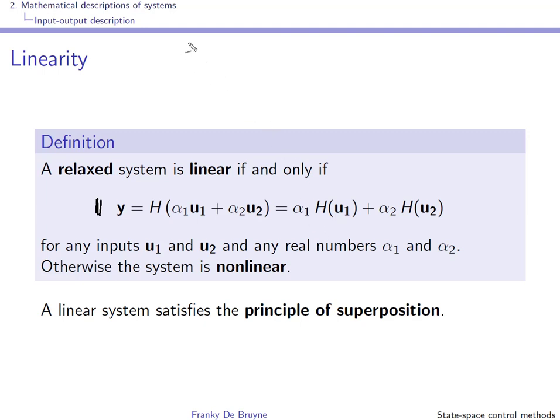So, for instance, if the input is u1 and the output is y1 through the system h, and if the input is u2 and the corresponding output is y2 through the same system h, any linear combination of the inputs, so alpha 1 u1 plus alpha 2 u2, should produce at the output the linear combination of the outputs, so alpha 1 y1 plus alpha 2 y2.